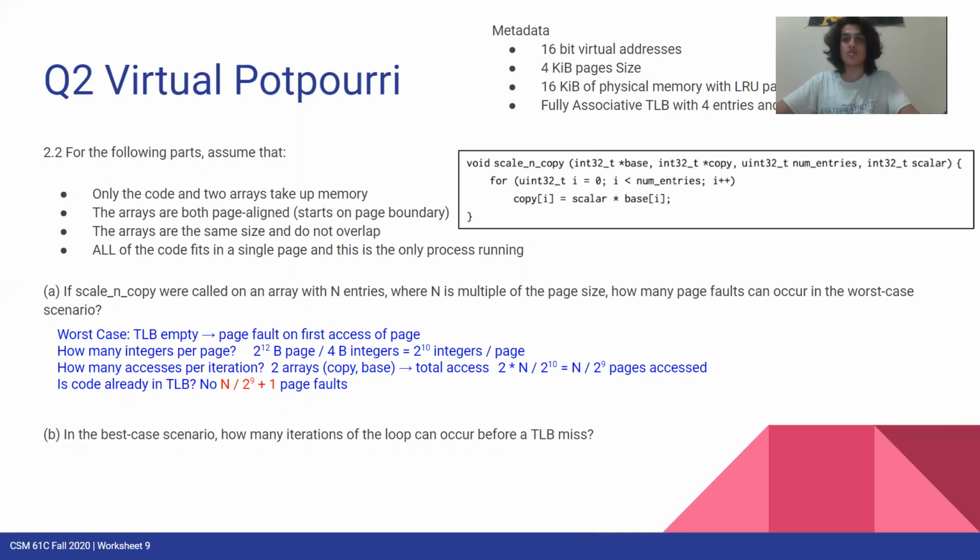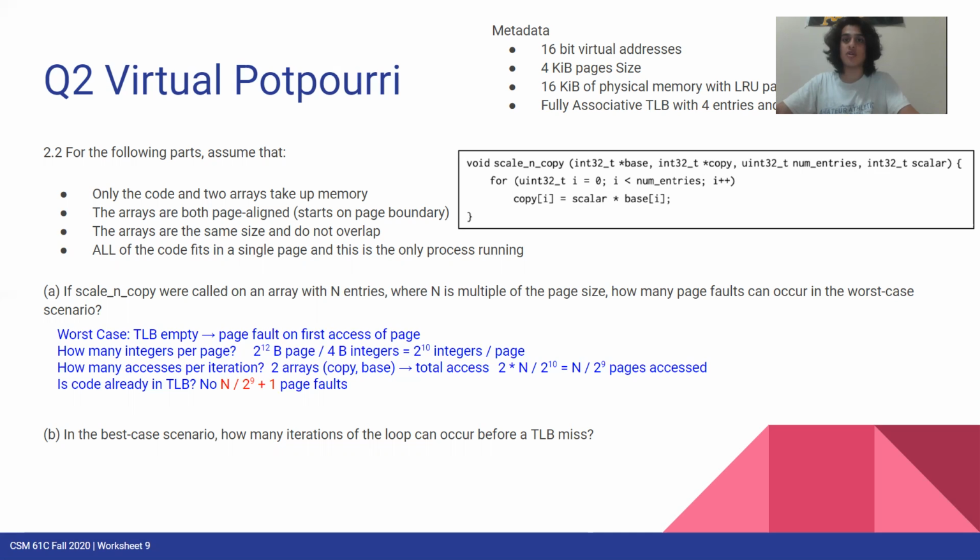How many integers per page? We have a 2 to the 12 byte page, which is based on our offset from last time. Our integers are 4 bytes, so we can store 2 to the 10th integers per page, which is quite a lot.